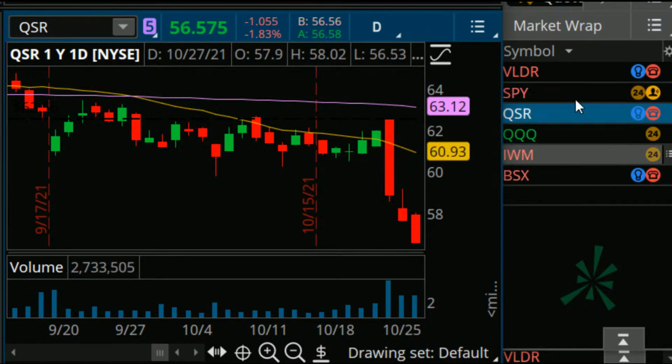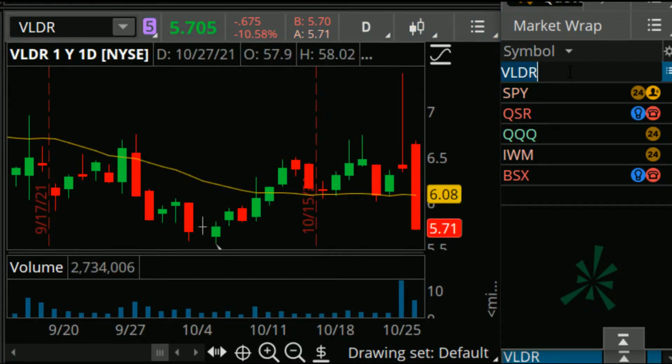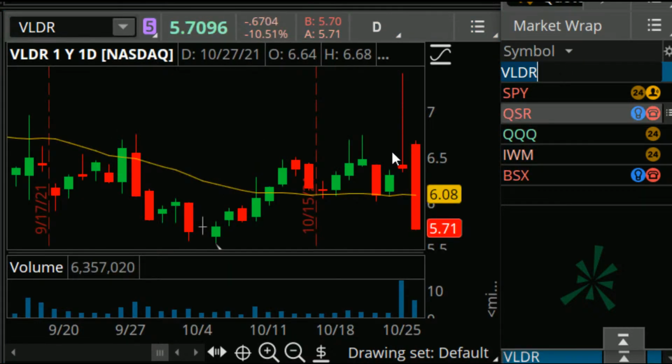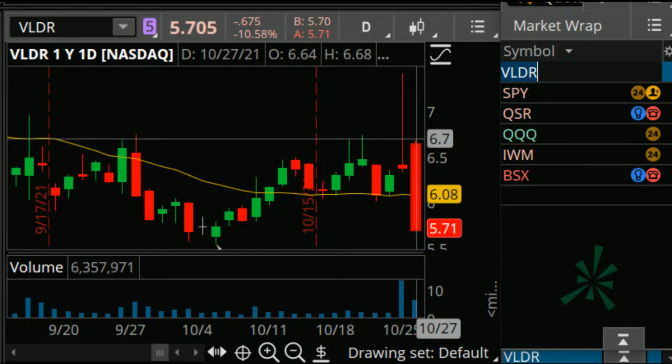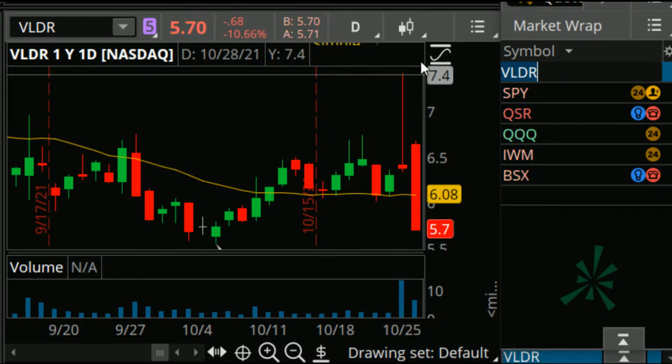Now let's take a look at one that is good, solid. That was today, this VLDR. What do we see here? The gap up, you can see, isn't really doing much to break resistance, because it's really still inside of yesterday's range.